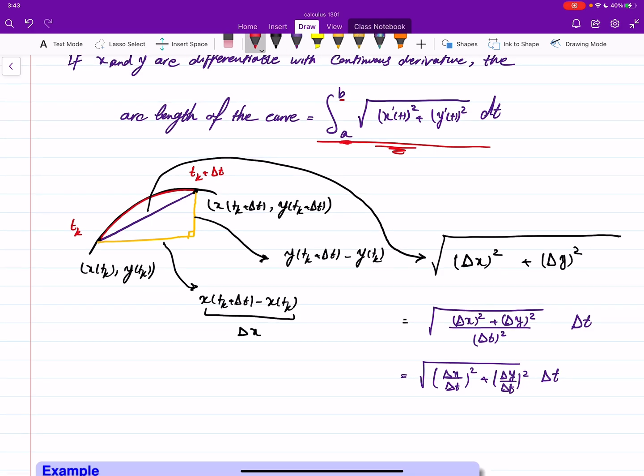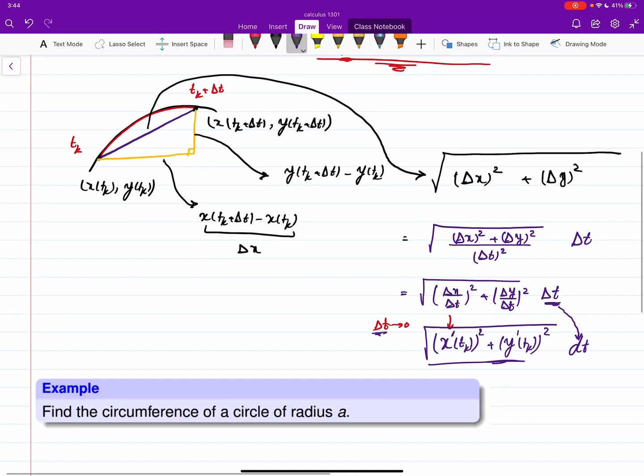There is some work to do, but when delta t goes to 0, this turns into the derivative of x at that point squared, and the second one turns into the derivative of y at that point squared. And you have the square root of that. While this delta t, in the process of letting delta t go to 0, will play the role of dt for the integral. This is not a proof. This is just giving you an idea where this sum of squares of the derivatives of x and y comes from. This is basically the Pythagorean theorem applied infinitesimally on this curve.